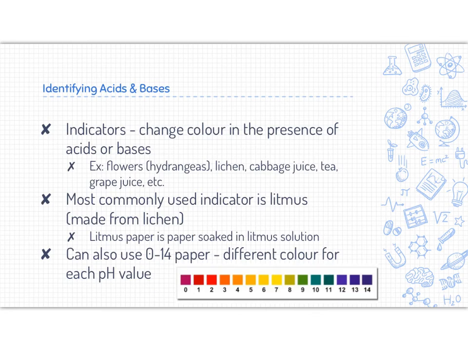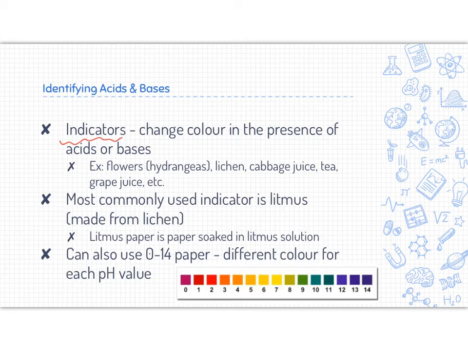How do we identify them? Well, we can use some of those properties, but we can also use indicators. Indicators change color in the presence of an acid or a base. Like we just said, these litmus papers have been changing in the presence of an acid or a base. Other examples that are a little bit more natural are flowers. Hydrangeas will change between a pink or a blue color depending on the acidity of the soil.